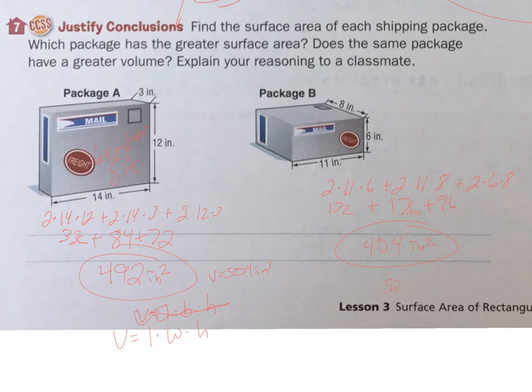This one is 528 inches cubed. So B has the greater volume. Okay? All right. So, hopefully you're getting this, how to figure out the surface area. And if you have any questions, let me know.